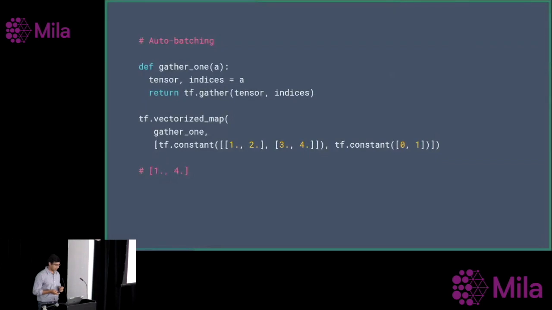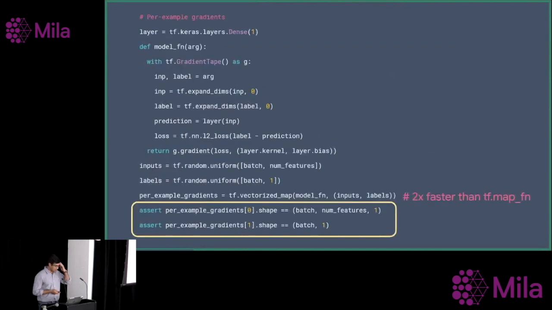Another example is if you're like me and you like doing single-element gathers and you just want it to work for a batch of stuff, you can use tf.vectorized_map, and it works much faster than using tf.map_fn. Another place where tf.vectorized_map has been used is for computing, for example, per-example gradients. If you don't want batch-aggregated gradients, you can use tf.vectorized_map. And in this example, which is very simple, with just one dense layer, tf.vectorized_map is 2x faster than tf.map_fn.